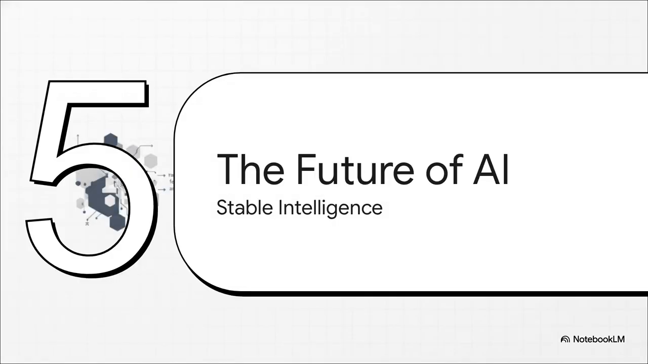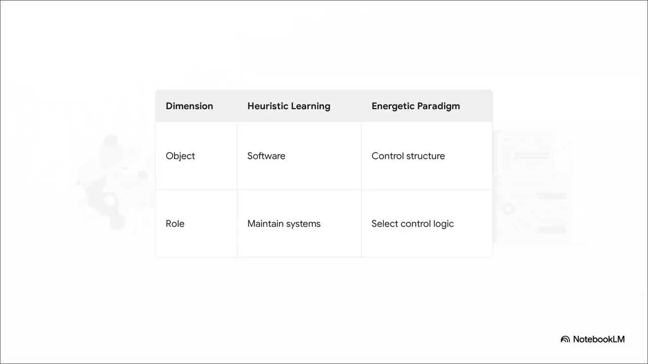Finally, section 5. What are the long-term implications here for future AI systems? This table brilliantly illustrates the complementary relationship we've been discussing. Heuristic learning focuses on the software structure, the tests and the logs. It is fundamentally a maintenance paradigm. The energetic paradigm, though, targets the control structure. It's the governing force. Think of it like this. A coding agent can patch and test a system all day, but it needs the energetic paradigm to decide what kind of patch is structurally correct, keeping the system from just gaming its own tests or accumulating hidden technical debt.